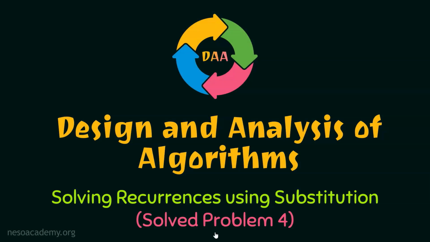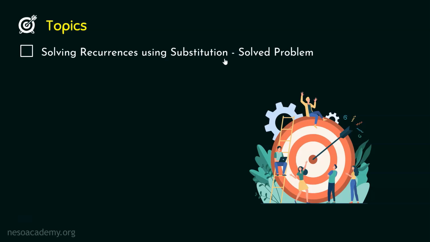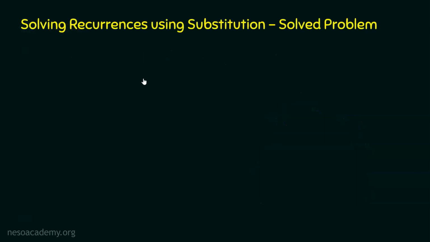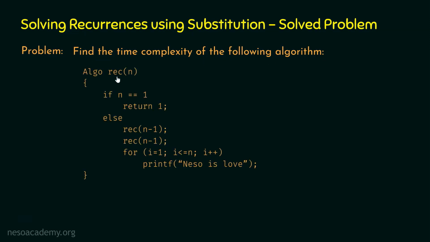Let's solve problem number 4 on recurrences using substitution. Here is the problem. Find the time complexity of the following algorithm. This is the algorithm rec of n, and we are required to find its time complexity. We can observe rec of n is calling itself within its own body twice. Clearly, this is a recursive algorithm.